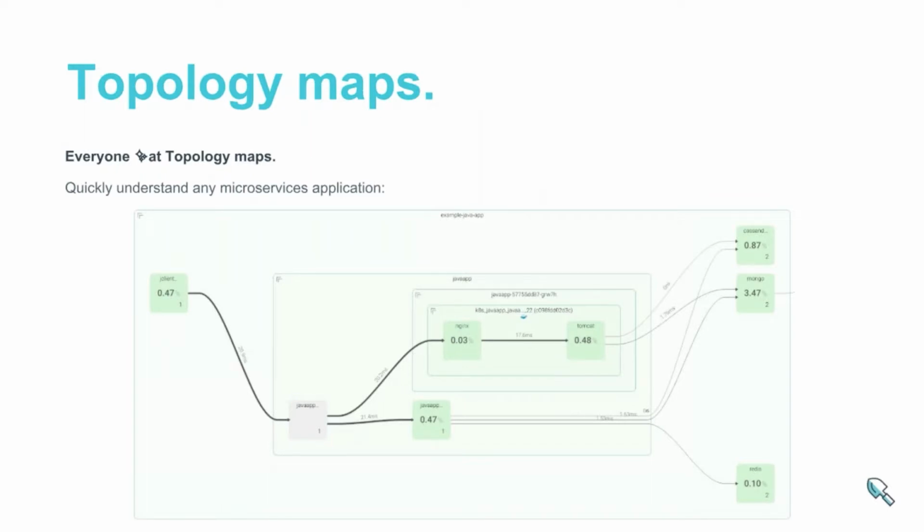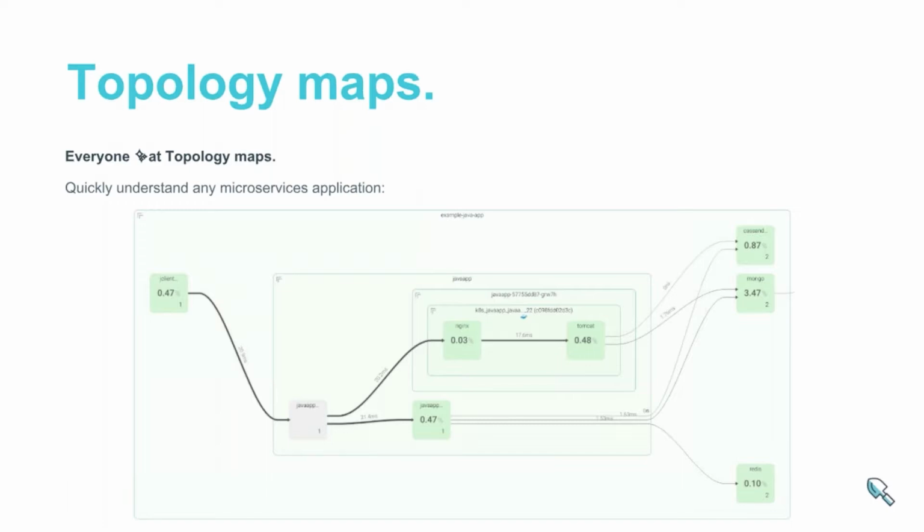Topology maps was one of the first features that was implemented in Sysdig Monitor. And I often like to say that everyone shines at topology maps. Topology maps is a visualization that's really interesting for microservices applications, where it automatically creates a map. This can be called the Google Maps of your microservices application, because you can identify the different components, and that's information that's coming from Kubernetes.